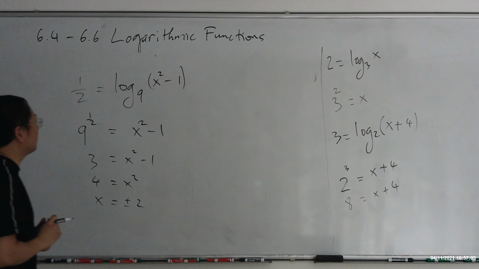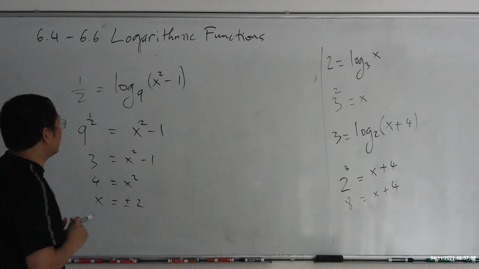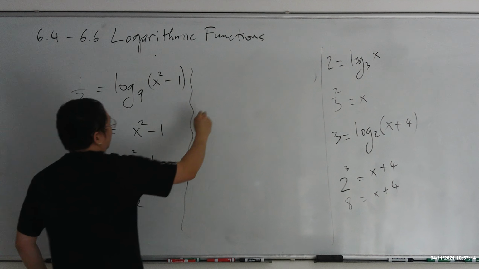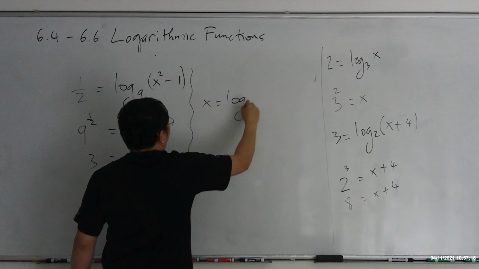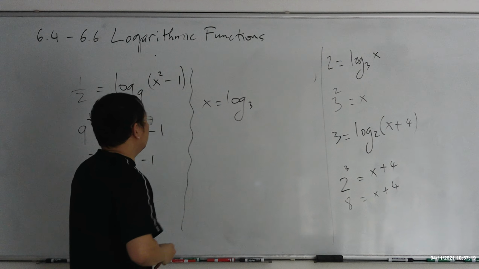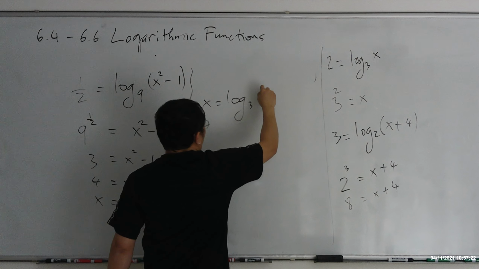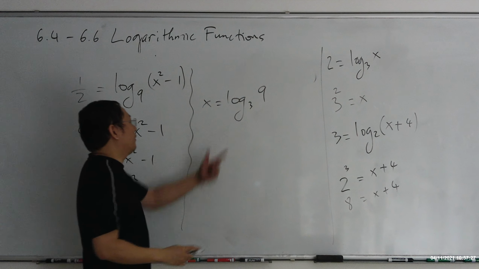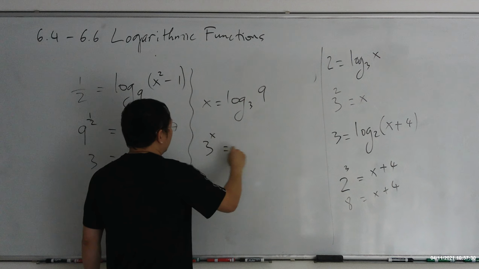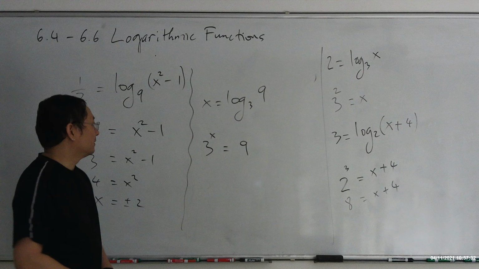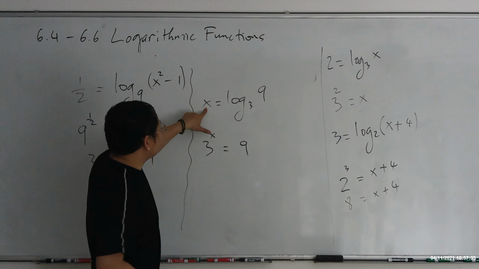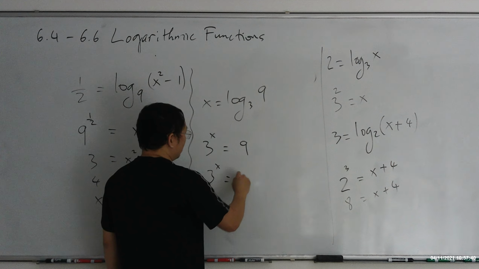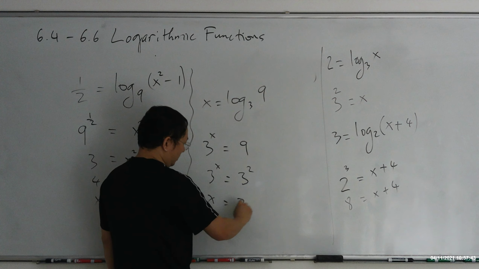I'm just trying to give you an explanation of the notation. How about this? x is equal to log base 3 of 9, for example. Then by definition, this means 3 to the x is equal to 9. The base raised to the exponent is equal to the number inside the log, and 9 is 3 squared, so 3 to the x is equal to 3 squared, so x is equal to 2. Okay.